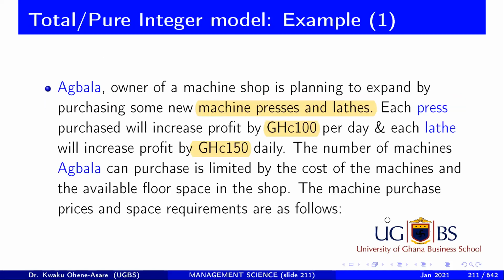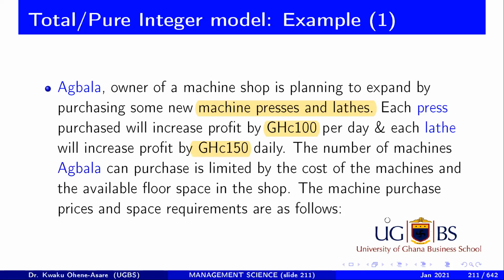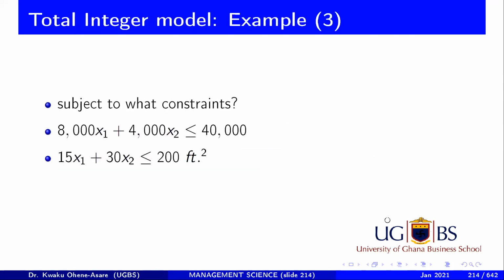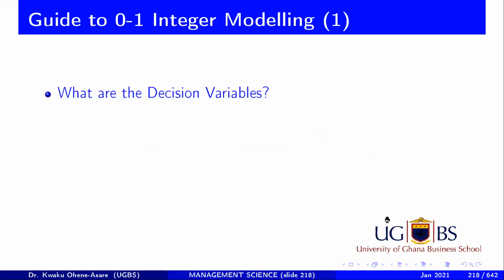There you go. Tennis. What's that? Okay. I've just jumped to swimming pool. Tennis is X2. Swimming pool is X1. So let's go to the question.